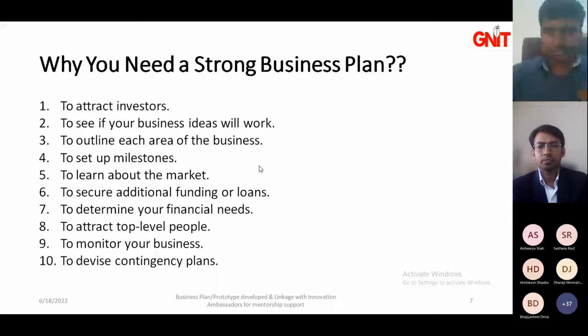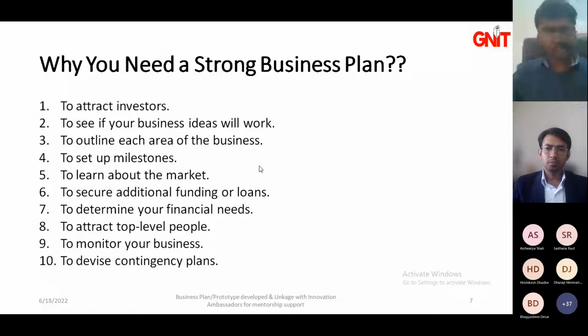If you go for the business plan, you can see whether your business ideas will work or not. And it outlines each area of the business: from business planning, execution, development, marketing, and finally selling, everything you can outline. And you can set up the milestones. Milestones mean that within this year or this period, I can reach this number of drugs, or I can make this number of people use it. These are the milestones.